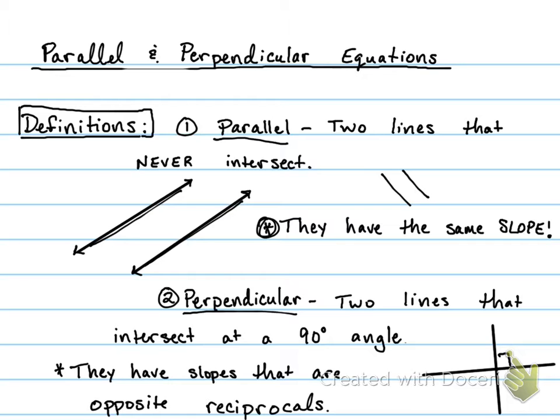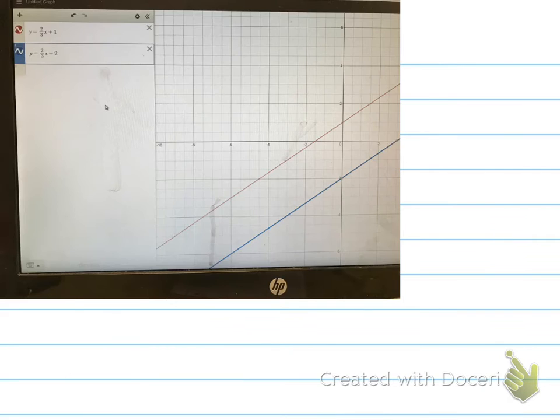Perpendicular lines are two different lines that intersect at a 90-degree angle. You can see these two lines intersect at our 90-degree angle. We know that that box means 90 degrees. So that means all of these are 90 degrees, 90 degrees, 90 degrees. And in particular, they have slopes that are opposite reciprocals. Their slopes are direct opposites of one another. Now we're going to look at some examples.